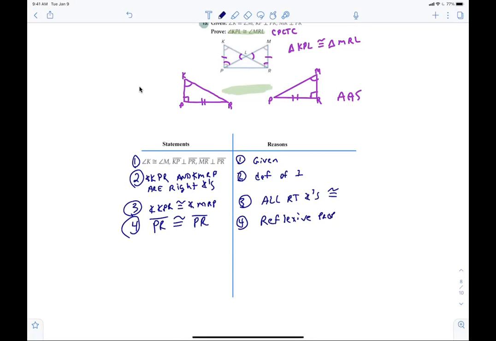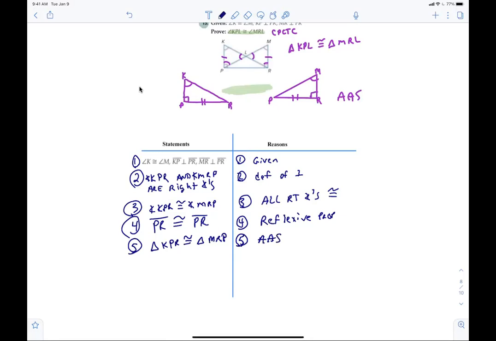Beautiful. And now we know that what? The triangles are what? Yes, now we can say triangle KPR is congruent to what triangle? MRP. And that's angle side. Very nice.